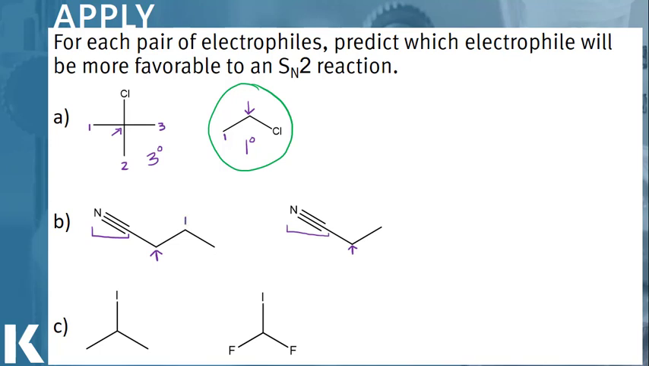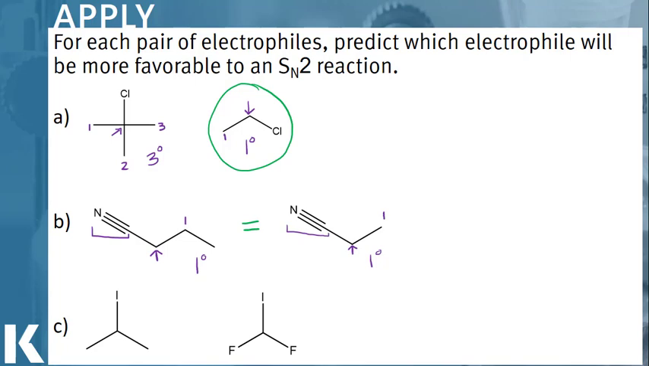The same is true for the molecule on the right. Just this one other carbon. So both of these are primary electrophiles. And you may have deduced at this point, these would be equally likely to react in an SN2 mechanism since they have the same amount of steric hindrance.